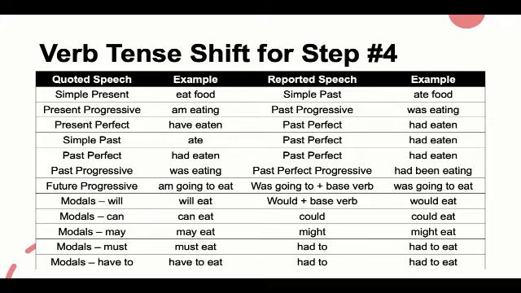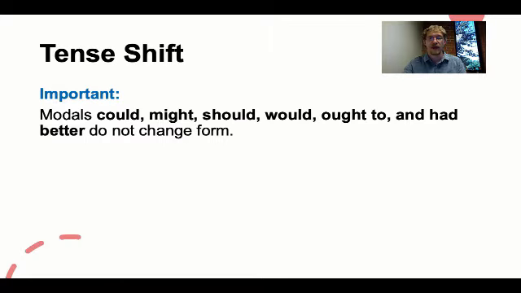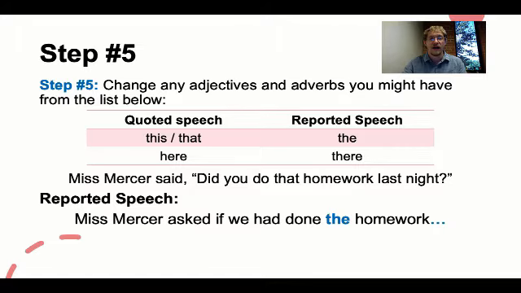Okay, so for the first one, for example, if the quoted speech is in the simple present, the example eat food. If someone said a sentence with eat food, then the reported speech would be reported into the simple past, ate food. Tense shift. Important modals could, might, should, would, ought to, and had better do not change form. And then step 5, change any adjectives and adverbs that you might have from the list below. This or that, change to the. Here, change to there.